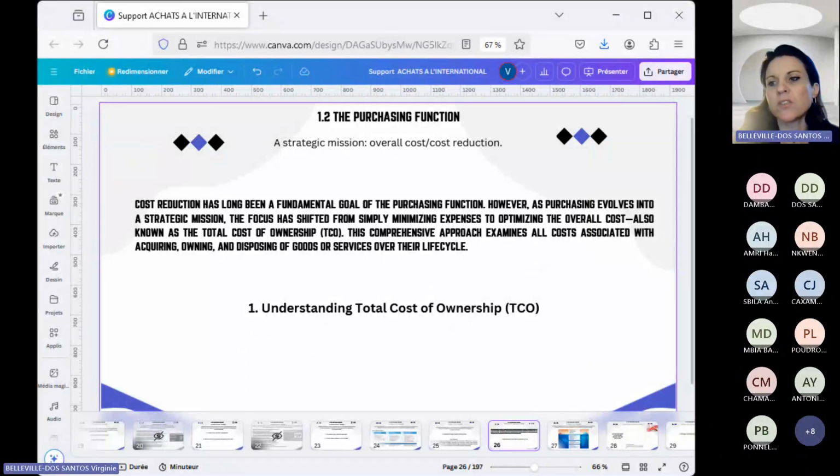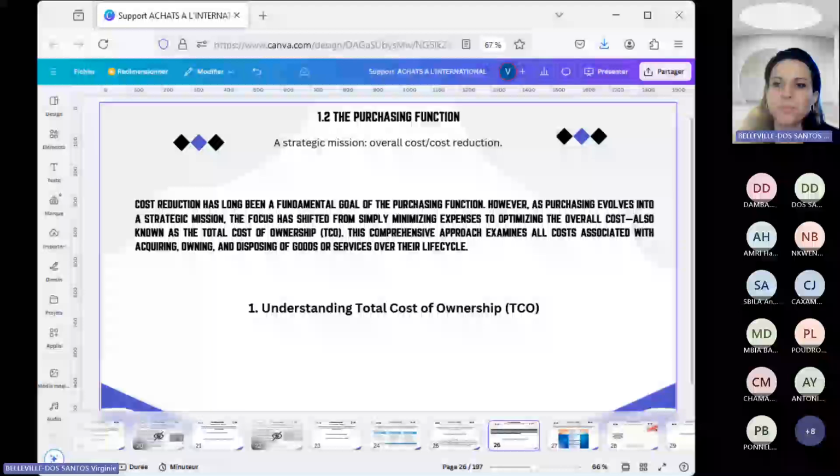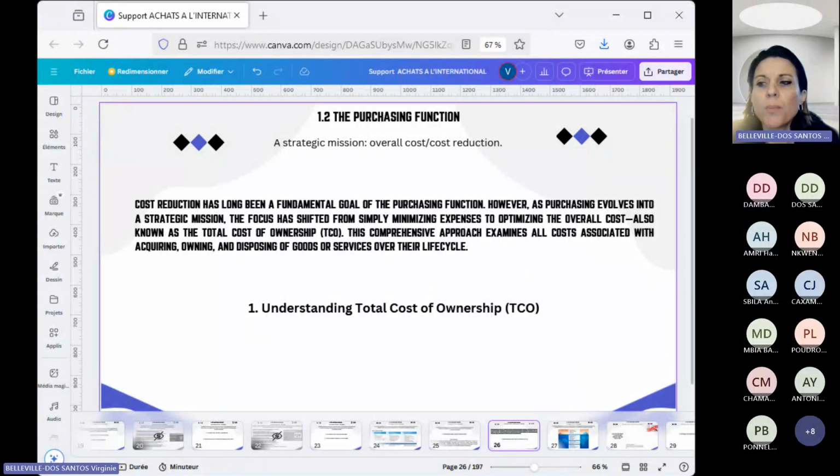What we want is to understand the complete cost associated with acquiring, owning, and disposing of goods or services over the life cycle. So the TCO goes beyond the purchase price. It includes acquisition costs: price, transportation, import duties; operational costs like maintenance, energy consumption, and operating efficiency; hidden costs with supplier management, downtime caused by unreliable suppliers or poor quality; and end-of-life costs: disposal, recycling, or residual value recovery. So by adopting a TCO mindset, purchasing professionals aim to achieve sustainable cost reduction without compromising quality or performance.